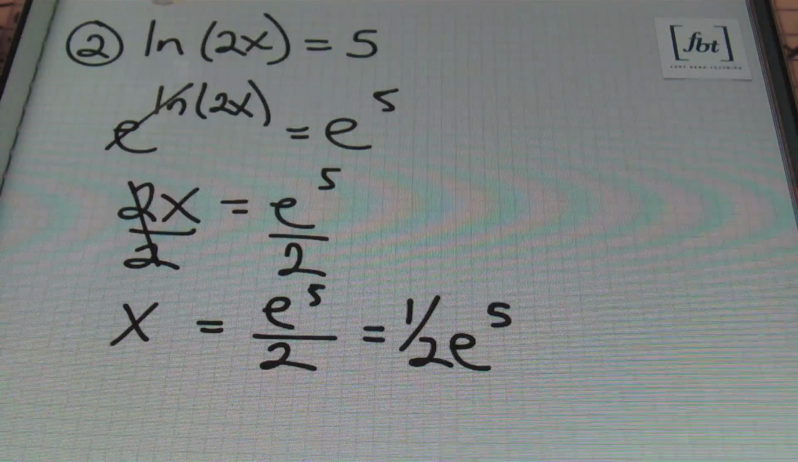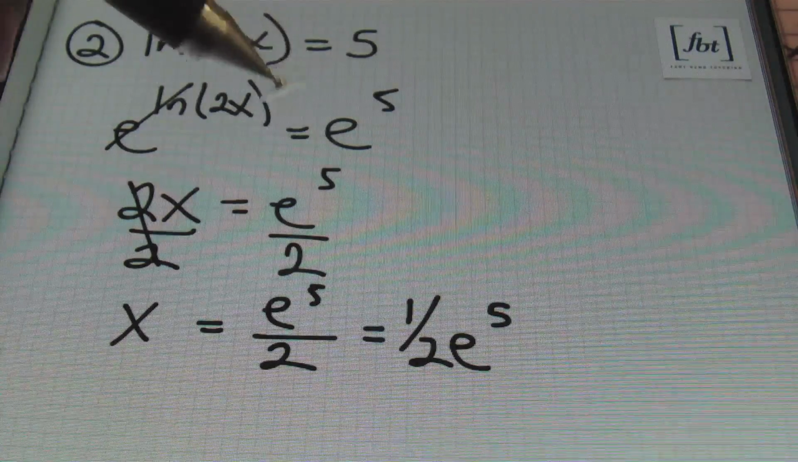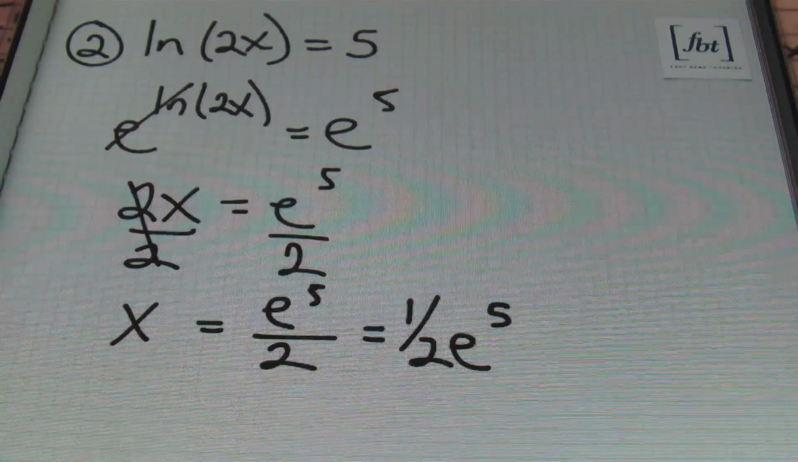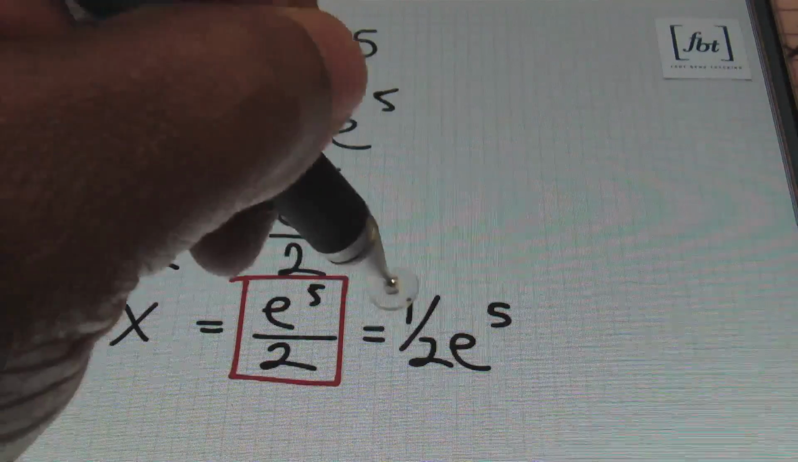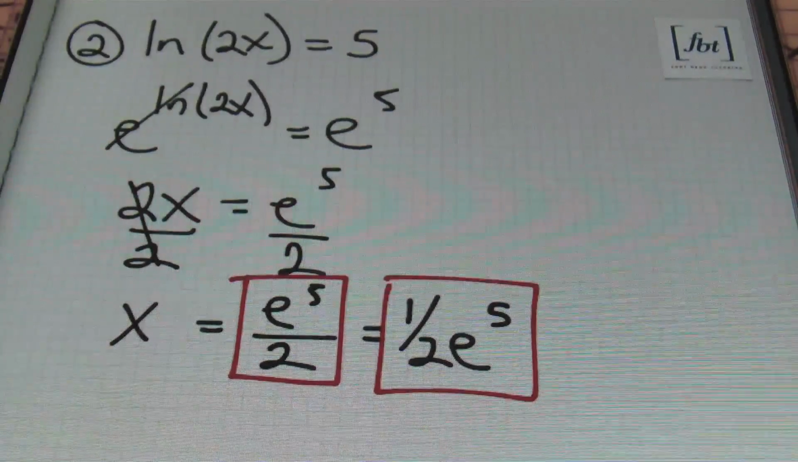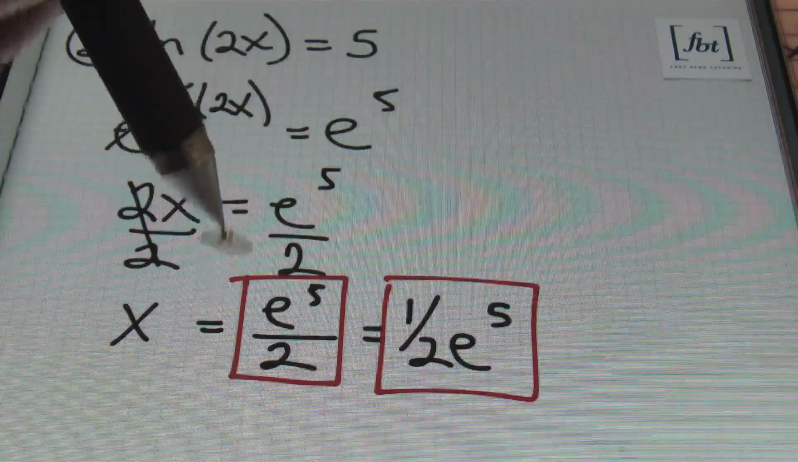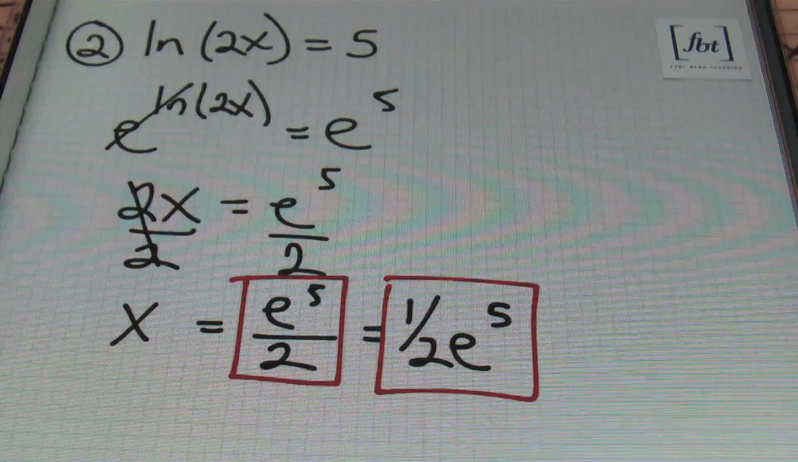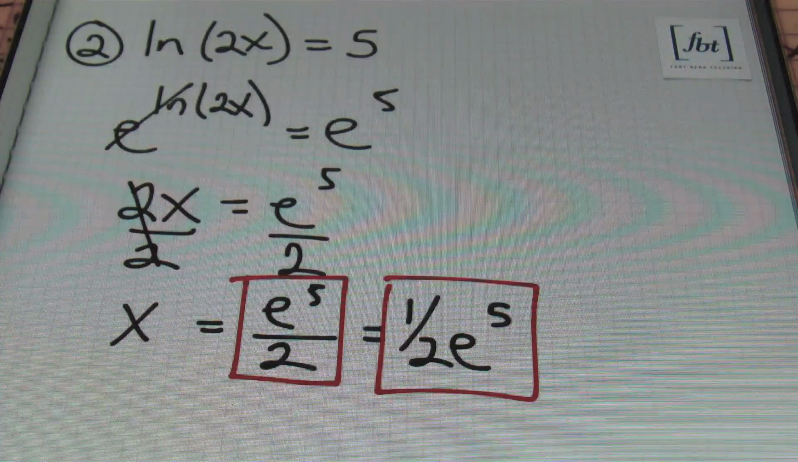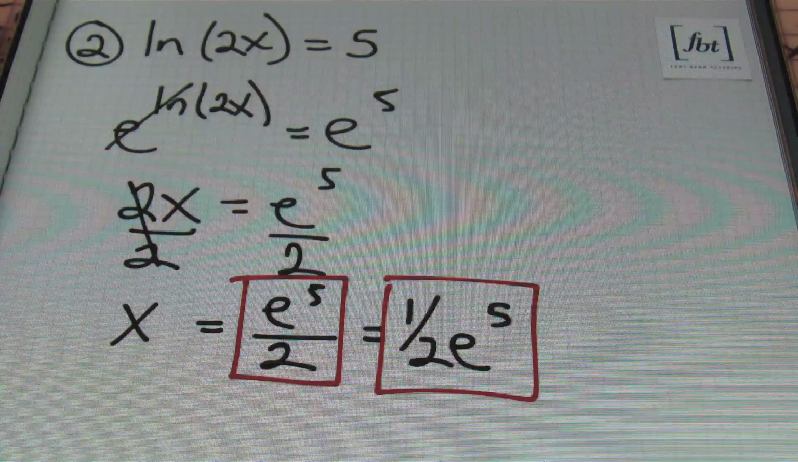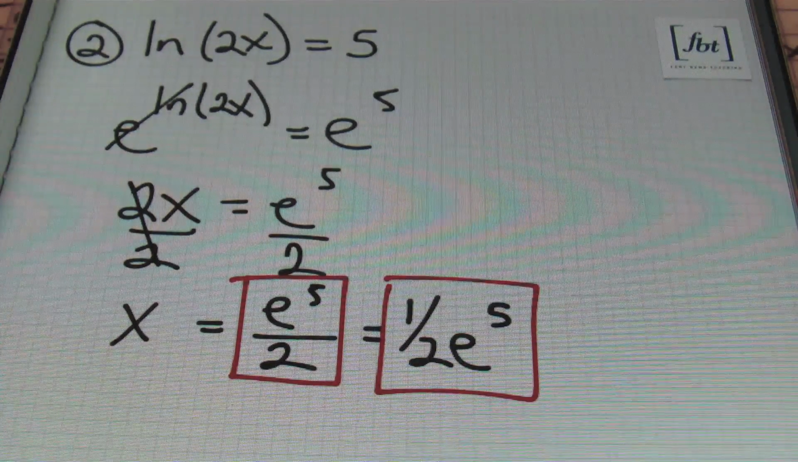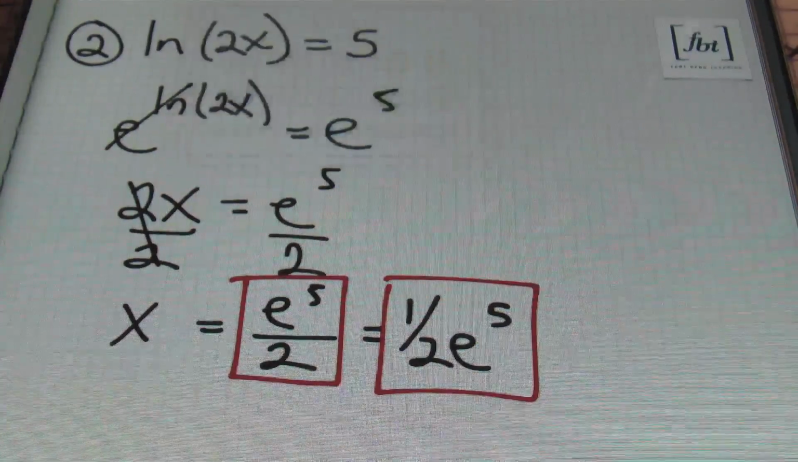We're not going to violate the domain because the value of e to the 5th power is a positive number, so we're good to go as far as the domain is concerned in the solution. In other words, this is not an extraneous solution, meaning it can be used in the original equation. It doesn't violate the domain at all. It does not make this undefined. All right, let's continue on.